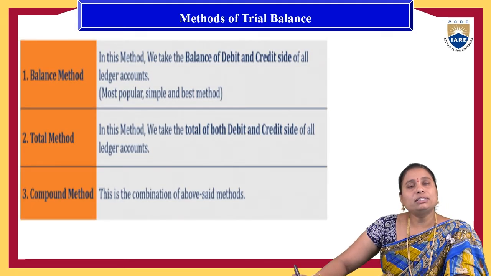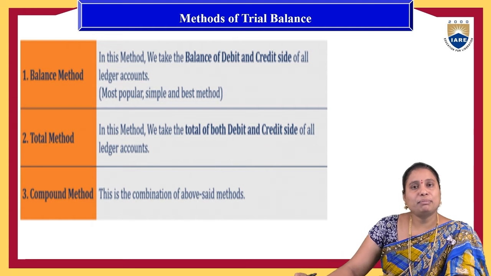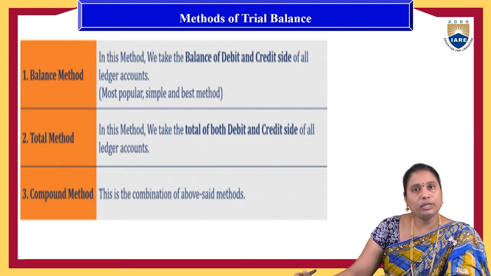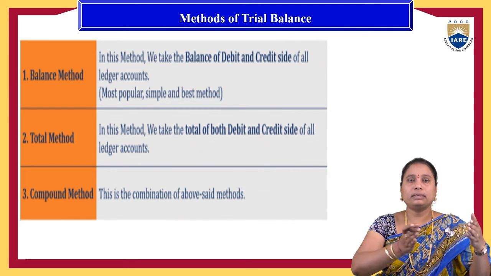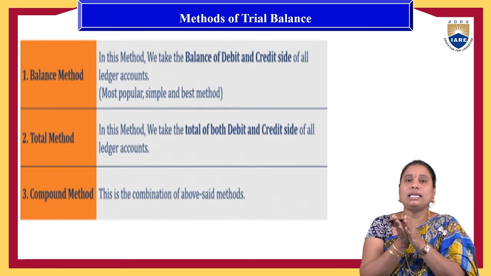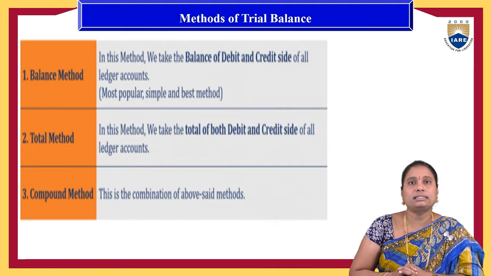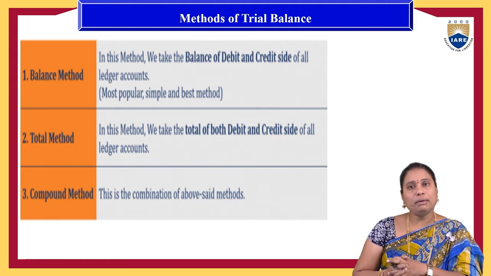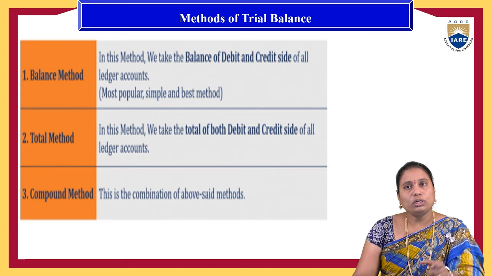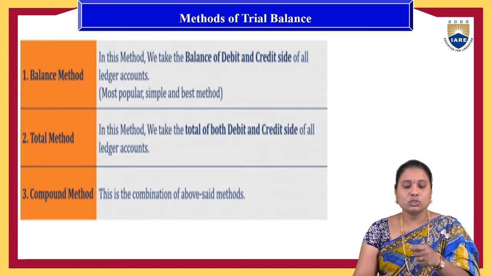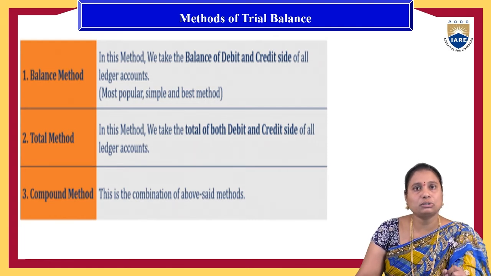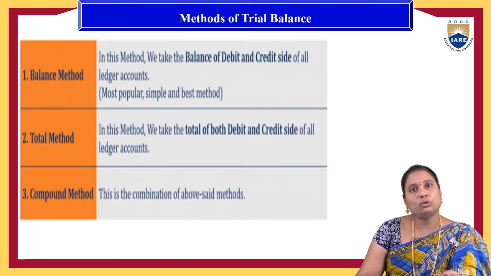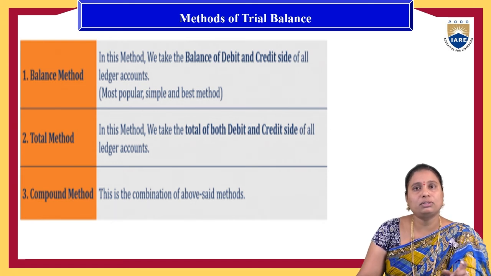In recording the trial balance, three methods are there, that is balancing method, total method, and compounding method. Here the balancing method indicates the method of adding the debit and credit sides of the ledger postings, that is called the balancing method, whereas the total method indicates that the totals of the debit and credit sides of the ledger and journal entries are taken into consideration, that is called the total method. In the compounding method, the combination of the balance method and the total method is called the compounding method.